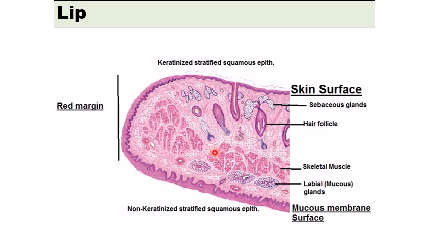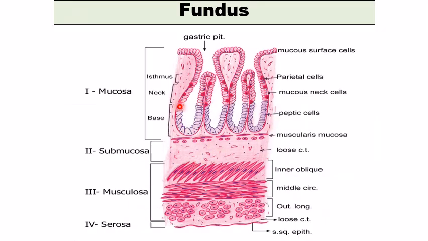Now, for the labeled diagram, this is the lip, one side skin, one side mucous membrane, between them skeletal muscle, near the mucus there are labial glands. Look at the red margin related to the hair follicle and sebaceous gland. The fundus, narrow shallow pits, colorful, parietal, peptic, mucus secreting, muscularis mucosa, submucosa, 3 layers, inner oblique, middle circular, and outer longitudinal smooth muscles, then the serosa.